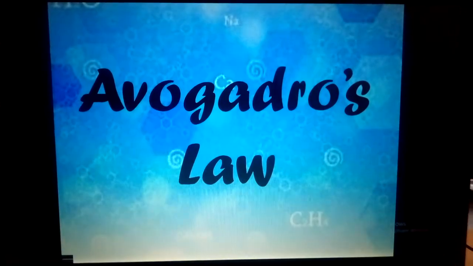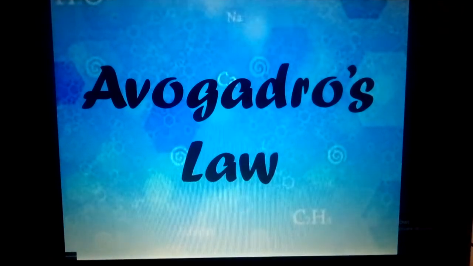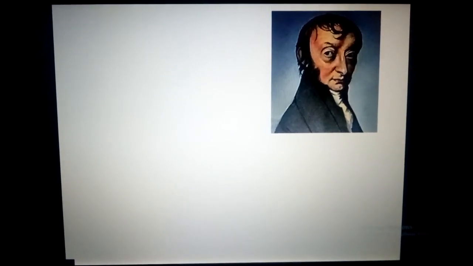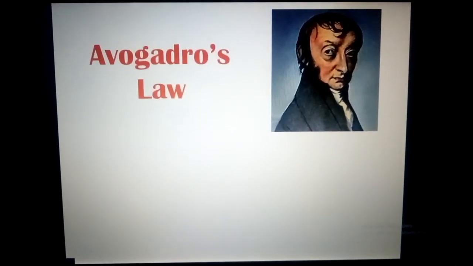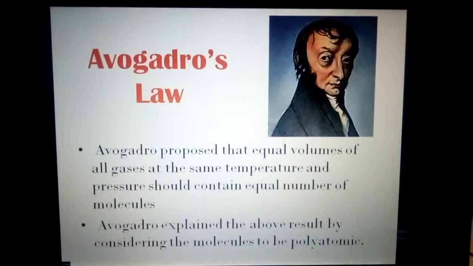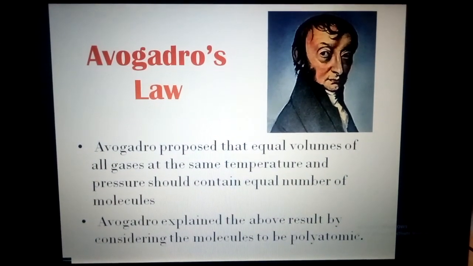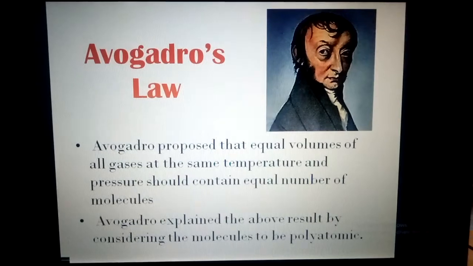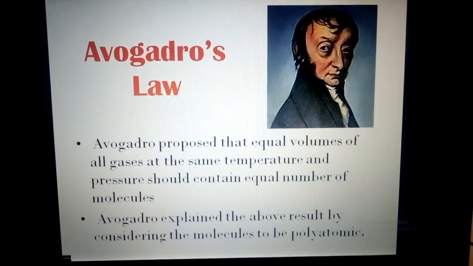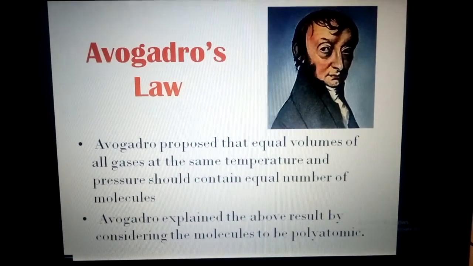So now let's see the last law of chemical combination, that is Avogadro's law. This law was proposed by Avogadro in 1811. Avogadro proposed that equal volumes of all gases at the same temperature and pressure should contain an equal number of molecules. Avogadro explained the above result by considering the molecules to be polyatomic.